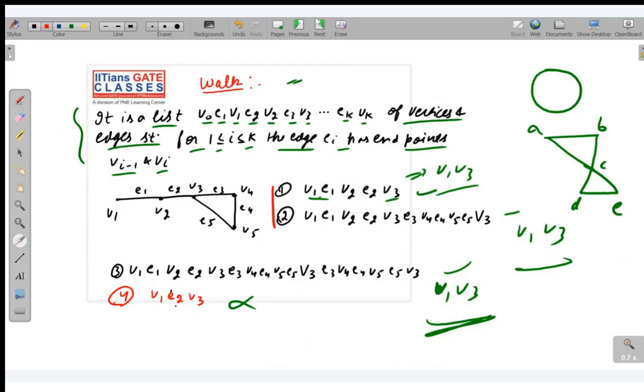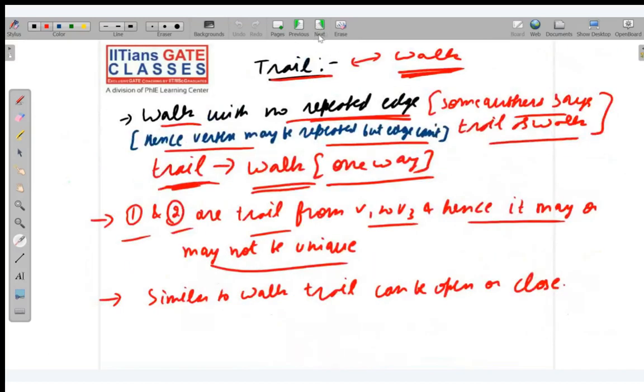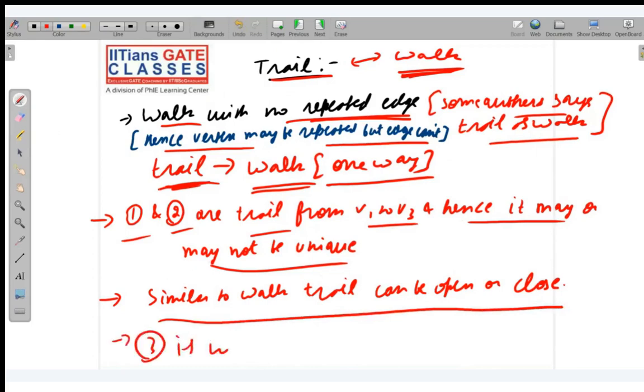But example 3 is not a trail, it is a walk. I was just about to say that in the slide I have shown you. So this is not a trail, but it is a walk. So 1 and 2 are trails from v1 to v3, hence it may or may not be unique. Similar to walk, a trail can be open or closed. I have not written that, so let me write it here. 3 is a walk, but not a trail. Similar to walk, trail can be open and closed.